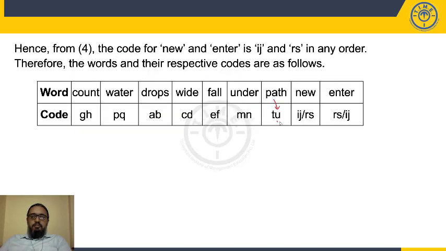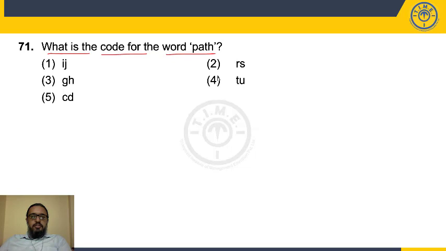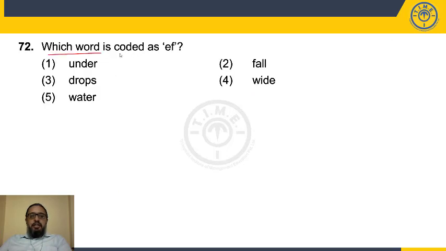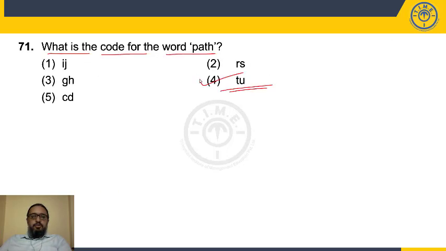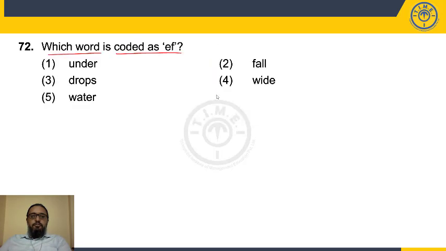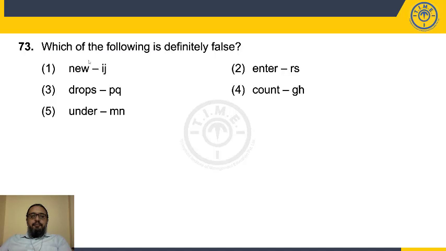Okay, now questions. What is the code for the word path? For path, what is the code given? TU. So choice 4. Okay. Yeah. Then which word is coded as EF? So which is the word for EF? The word is fall. So fall is given in choice 2. Yeah. Okay. Then which of the following is definitely false? He says definitely false. Okay. Now let us see. So first option is new and IG.